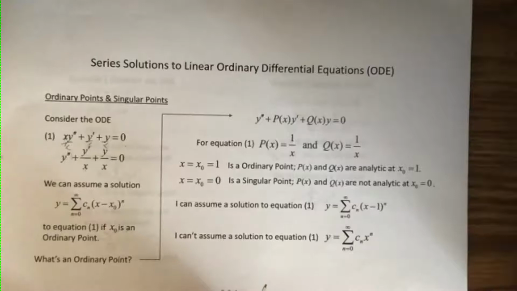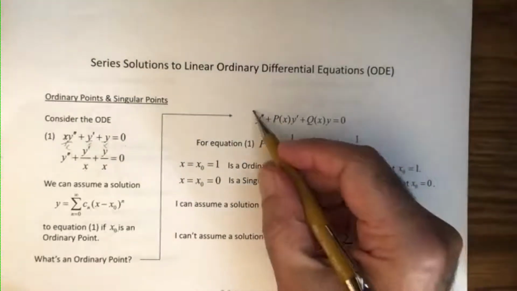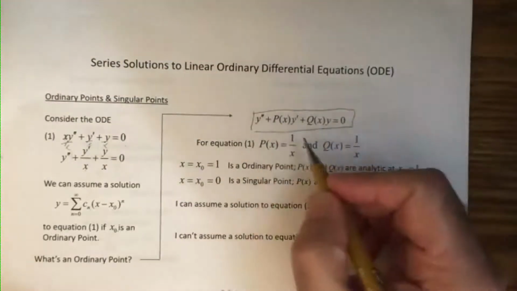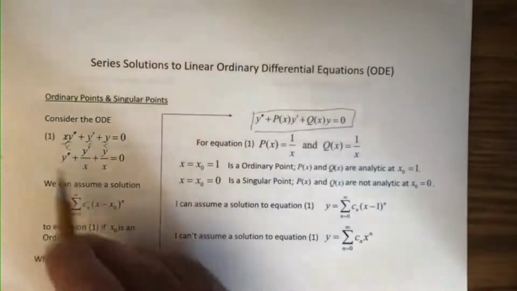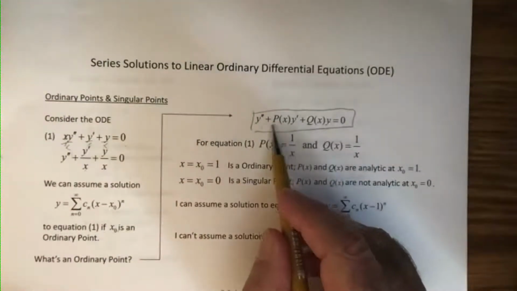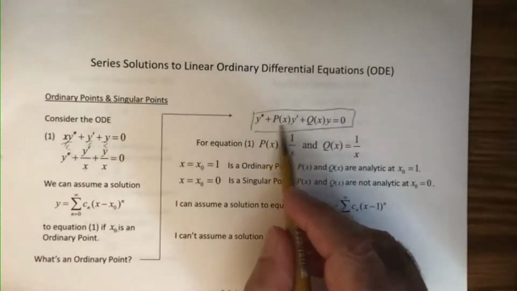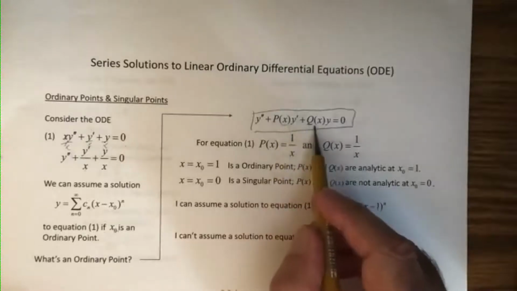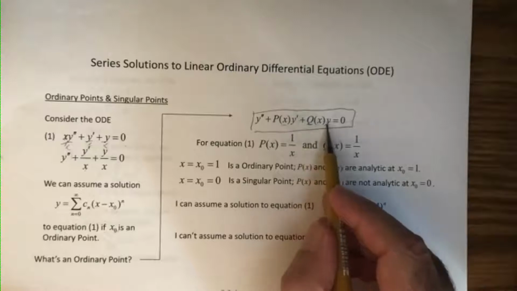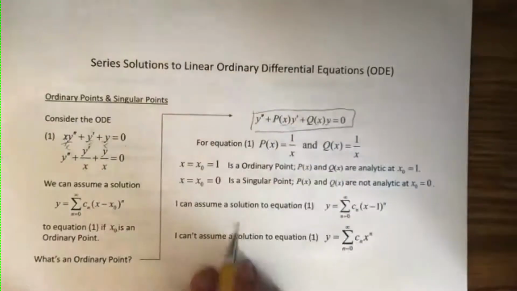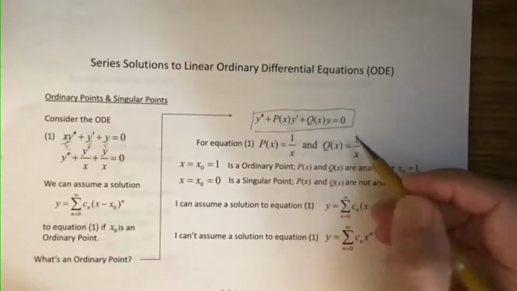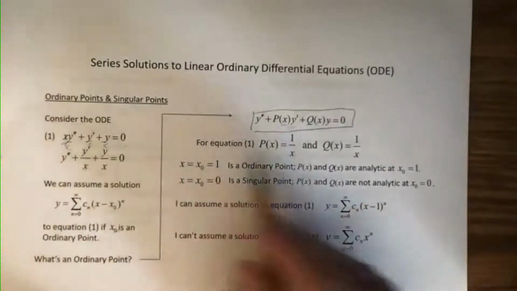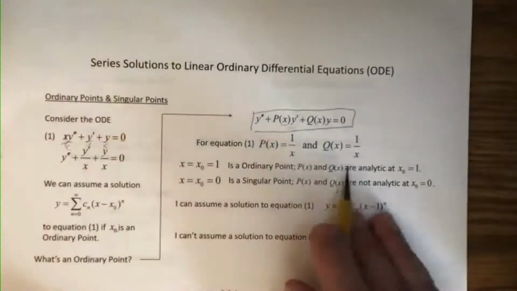So we need to know what an ordinary point is. Here's a second order differential equation. The first thing to do is to put it in this form. In other words, if I have an x here, I'm going to divide everything through by x. So here I have some function of x, which I'm calling p, in front of the y prime, and then some function, which I'm calling q, in front of the y. And these could end up being constants. In this case, p is 1 over x, and q is 1 over x, for this differential equation.